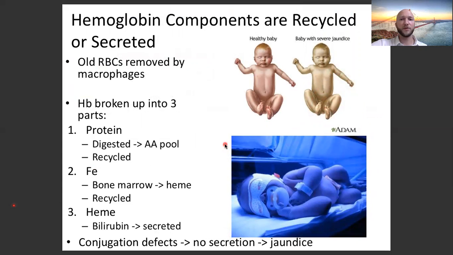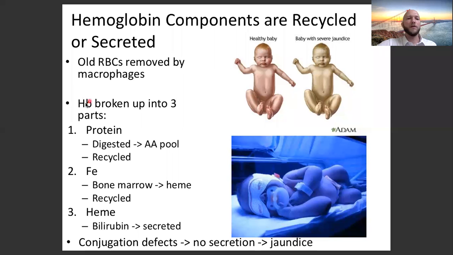All right, so hemoglobin components are recycled or secreted. Old red blood cells are removed by macrophages. We've talked about red cell production. They come from pluripotent hematopoietic stem cells, and they're produced at a certain rate. They only live for 90 to 120 days, 3 to 4 months, after which they need to be recycled. Those old red blood cells are removed by macrophages.